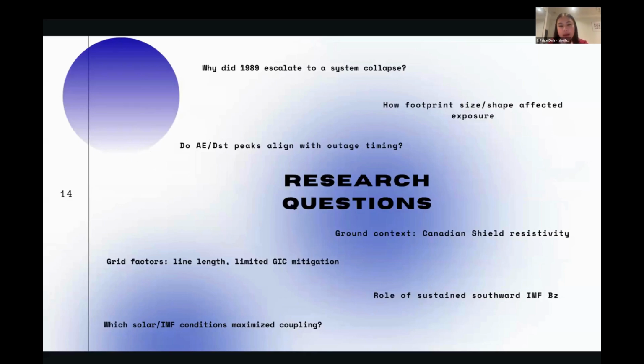For slide three, my guiding questions were first, why the storm produced a system-wide collapse. Second, which space conditions, especially the orientation and persistence of the IMF Bz, maximized energy transfer. And third, how the disturbance footprint's size and position increased exposure. I also considered the Canadian shield's high resistance, the long HV lines, and the limited 1989-era mitigation, as there was not the same level of technology we have now. And finally, I tested timing. Did the AE and Dst peaks line up with the alarms of the 7:45 blackout?